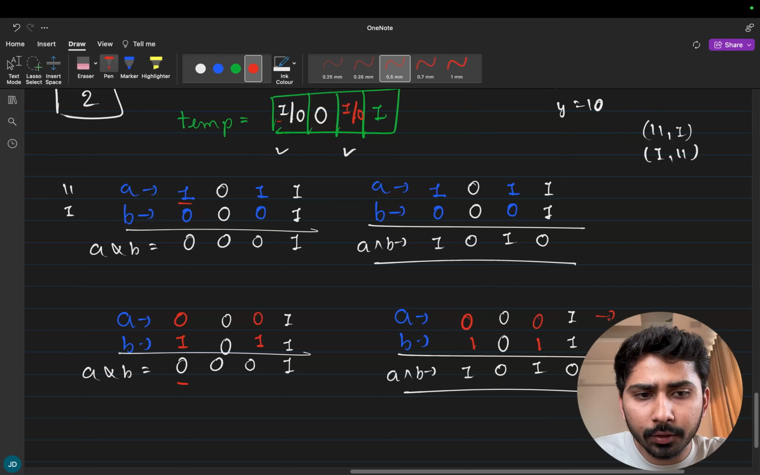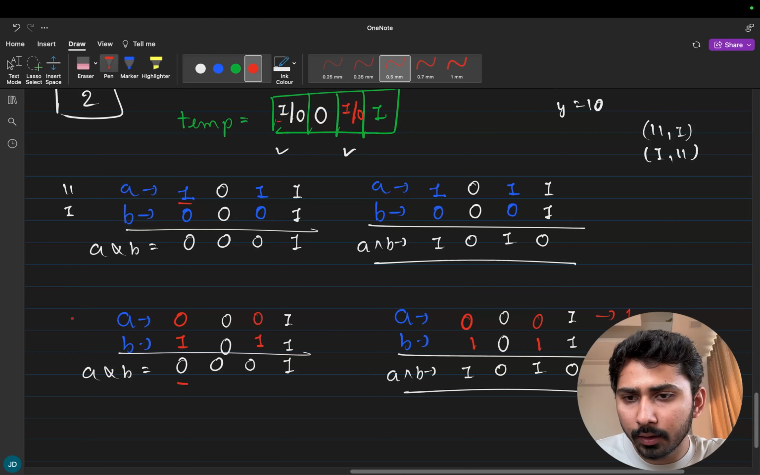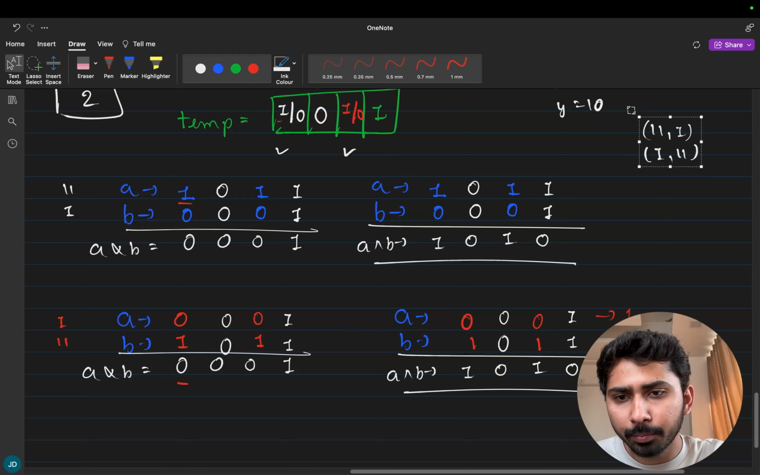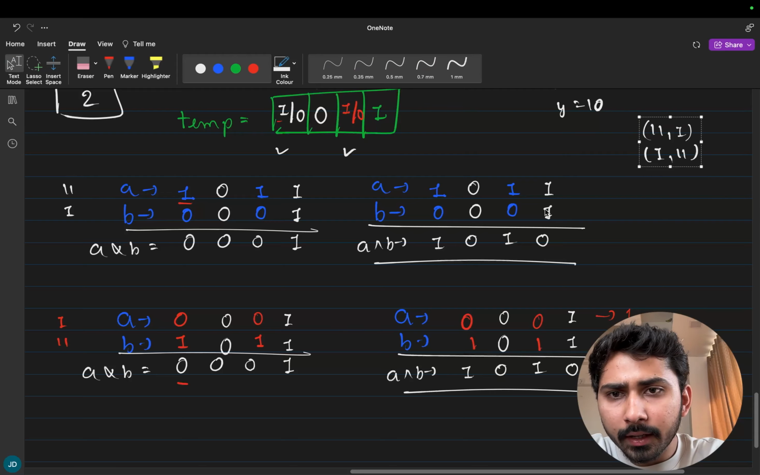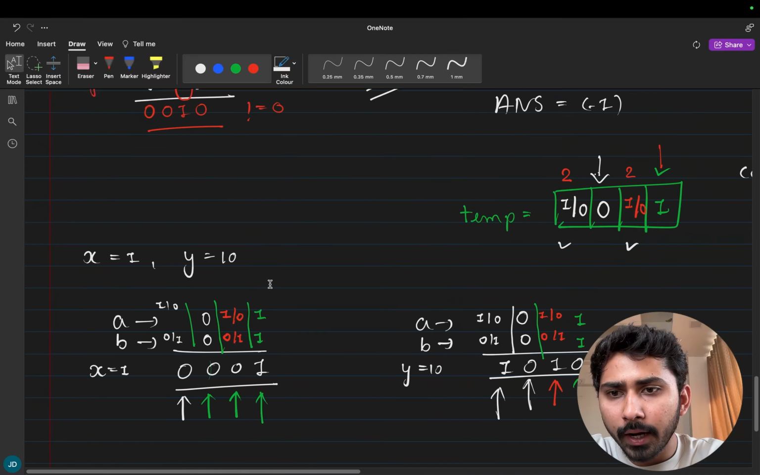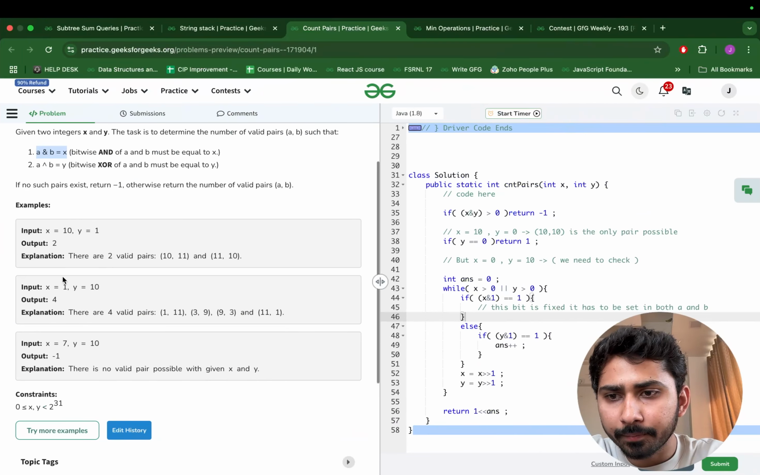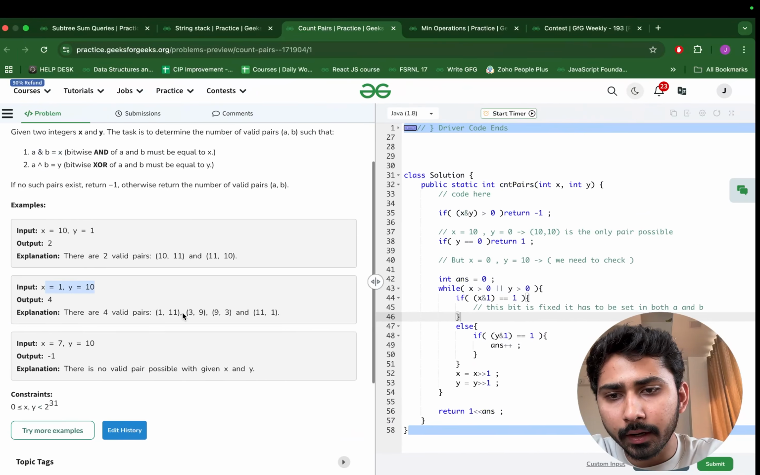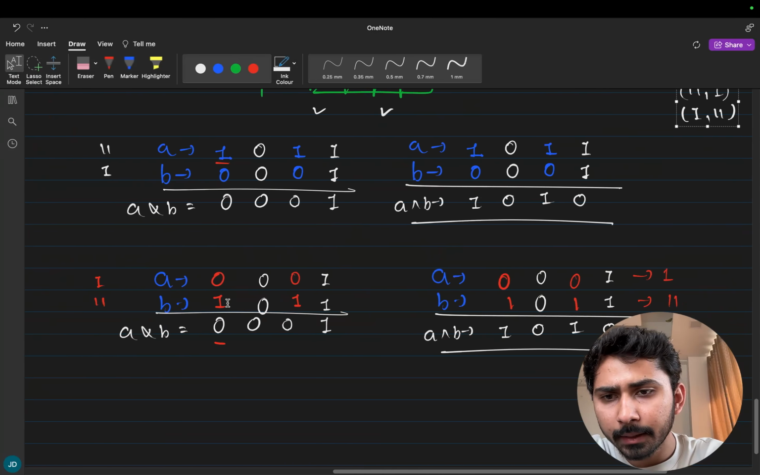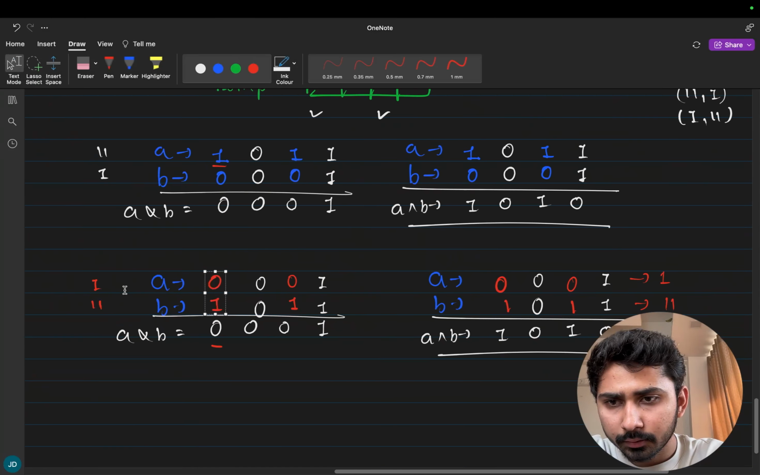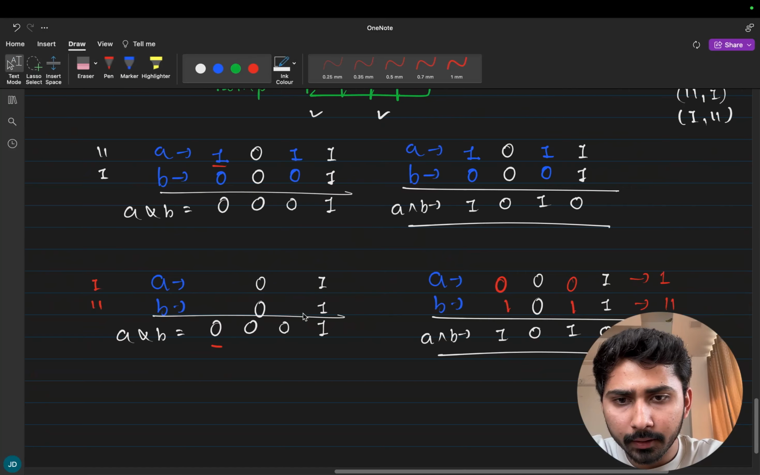Now what is this number? This is 1, and this is what? This is again 11, this is 1, and this is again 11. So we have again come back to this position, 1, 11 and 11, 1. So now what are the other numbers? It was saying for x equals to 1 and y equals to 10, there were 4 numbers, 3 and 9. Let's see how can we generate 3 and 9. So let's keep this aside. So I'll erase this because we have again reached back to 1 and 11.